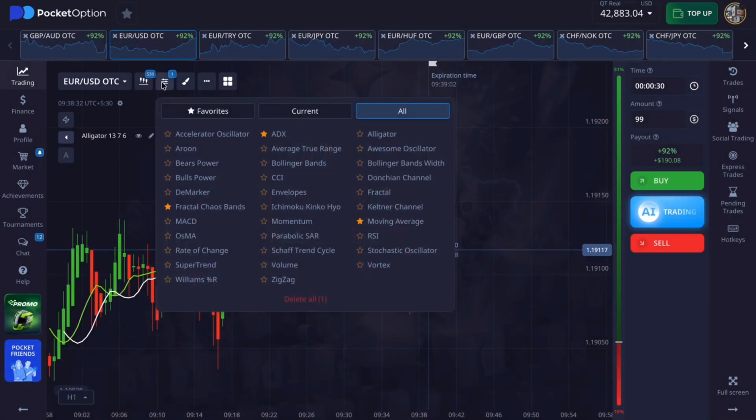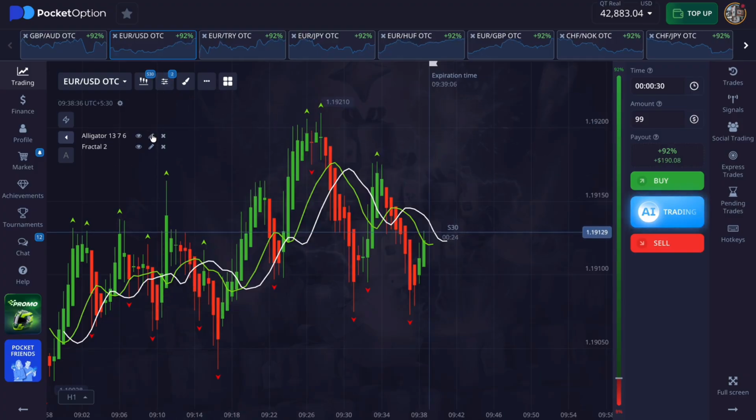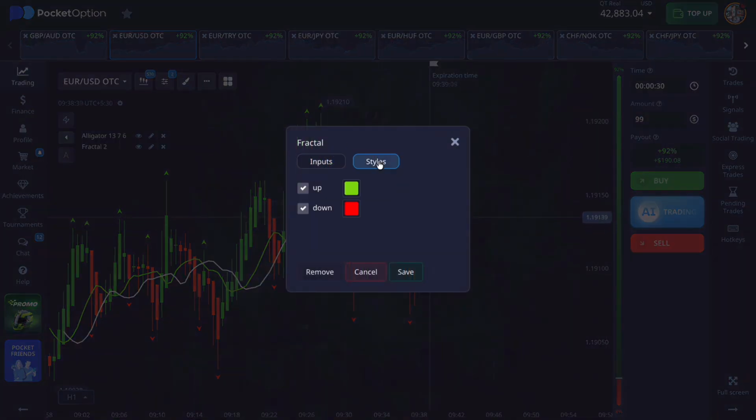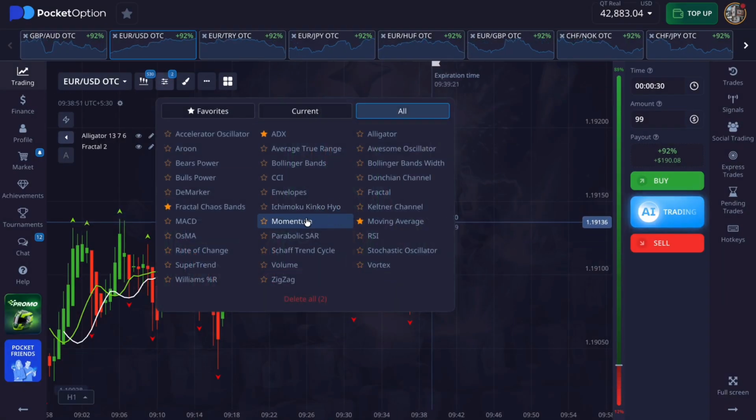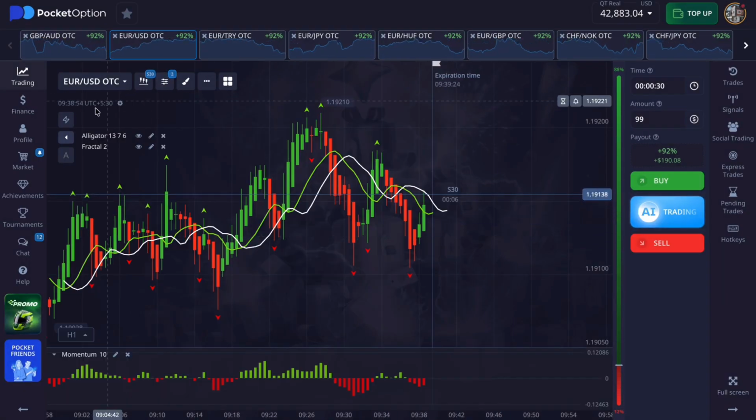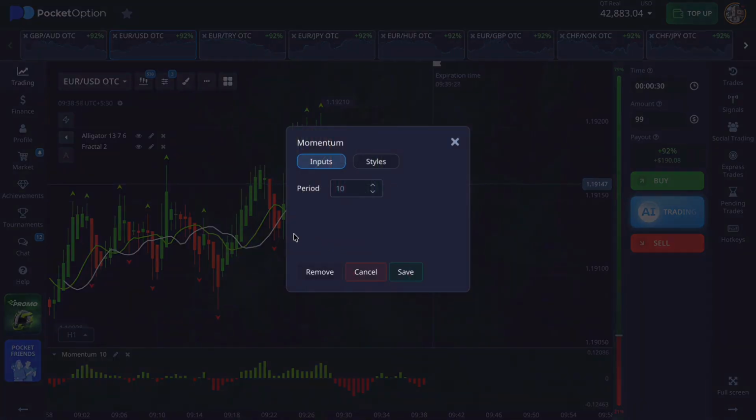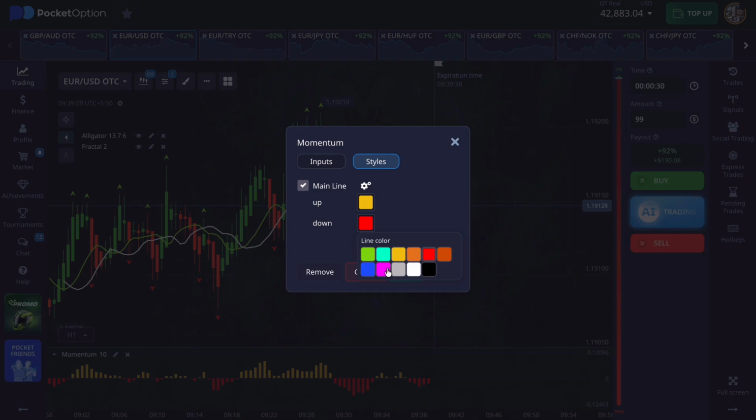Now, we need to add the second indicator, which is the fractal indicator. I have kept its settings at default because there is no need to change them. After that, we need to add the momentum indicator, which is our third indicator. Keep its settings at default as well. I will only change its color settings, and then save it too.